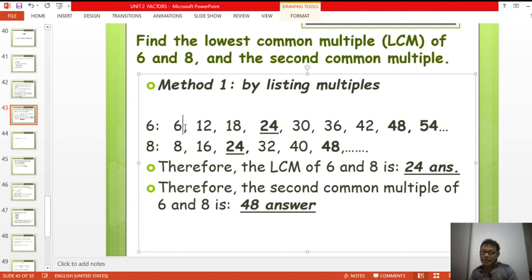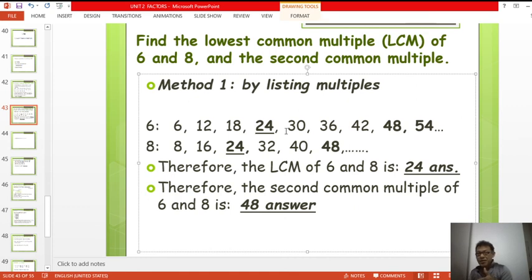So, look at this. 6 plus 6 is 12, right? 12 plus 6 is 18. 18 plus 6 is 24. See? Simple as that. 24 plus 6 is 30. So you just keep on adding up the number. Then 30 plus 6 is 36. 36 plus 6 is 42. 42 plus 6 is 48. 48 plus 6 is 54. And so on and so forth. And then you move on to the next number.